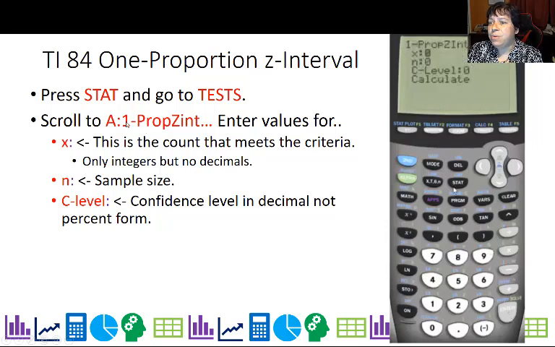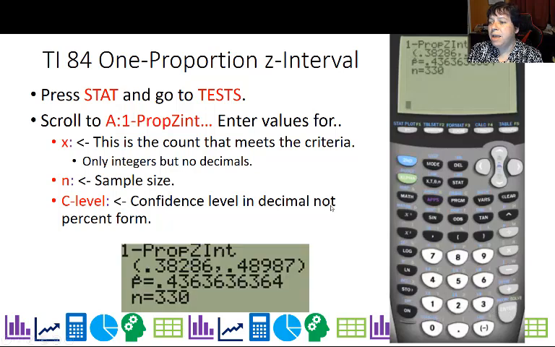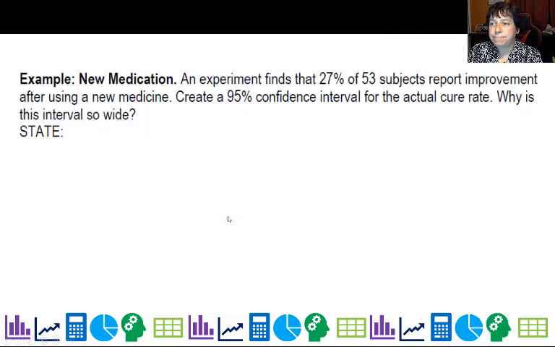Once you select that, you're prompted for X, which is the count that meets the criteria. This is your successes. N is your sample size, and C level is your confidence level in decimal, not percent form. And then once you do the calculation, you have this, and that actually shows the low end of your interval and the high end of your interval. So if you saw in that previous example, this should be very close to the two numbers we had. It also shows you your p hat, which is the proportion from the sample, and the sample size.